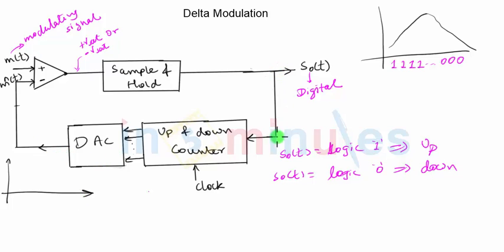So what kind of signal will we get at the output of the DAC? Let's say, for example, logic 1 enters into the up and down counter. Logic 1 means the counter will count in the upward direction. If there are, let's say, 4 continuous logic 1s, then the counter will count in the upward direction and the output of the DAC will increase by a fixed step size 4 times. Now let's say there are 4 zeros appearing at the output side. So for every logic 0, the counter will count in the downward direction. So this time the output of the digital to analog converter will reduce 4 times. So the output of the DAC will be a step-like signal which we are calling m cap t, and it will be compared with m of t.